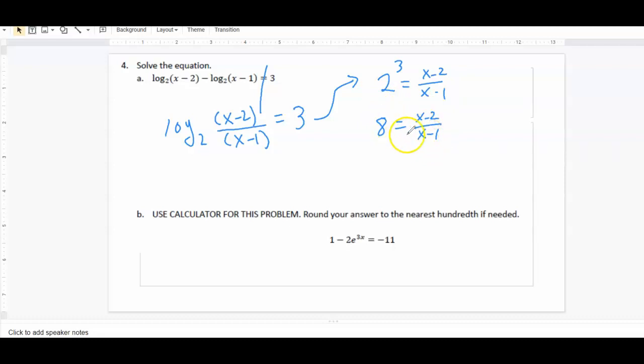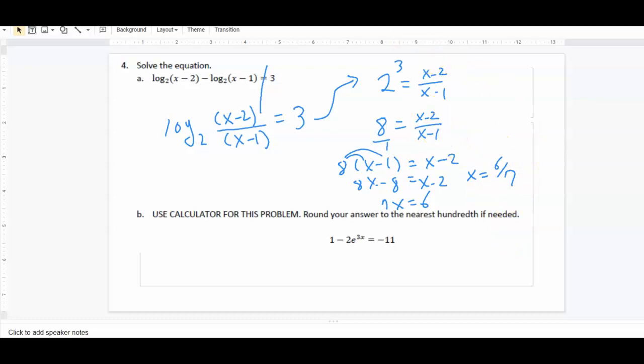I was surprised how many of you are a little stuck over here. Just remember, this is 8 over 1 equal to that. So you're going to cross multiply. So 8 times x minus 1 equal to x minus 2. Why can you do that? Because this is a fraction equal to a fraction. 8x minus 8 is equal to x minus 2. Subtract x, add 8, right? X is equal to 6 over 7.